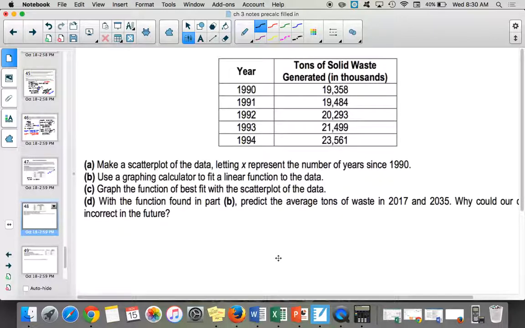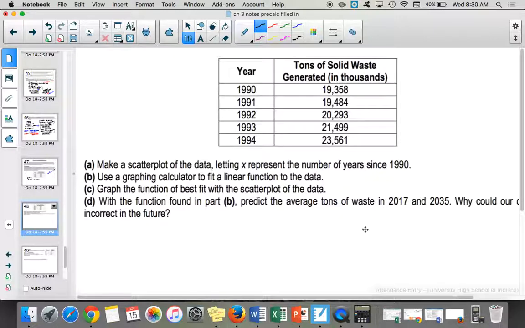And then it says, with the function found in part B, predict the average tons of waste in 2017 and 2035. So if I'm trying to find the average amount in 2017, what value for x am I going to plug in? Oh, no, 17. And not 17. 27, because it was 1990 when they're starting. I know, tricky. So we're going to plug in 27.